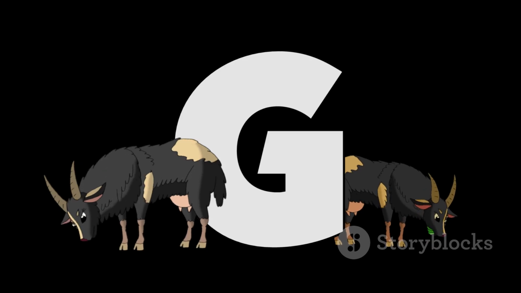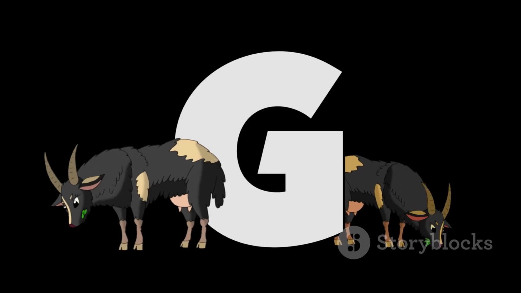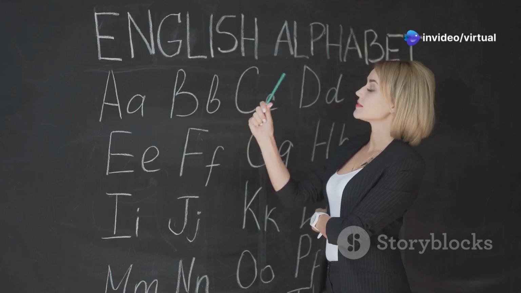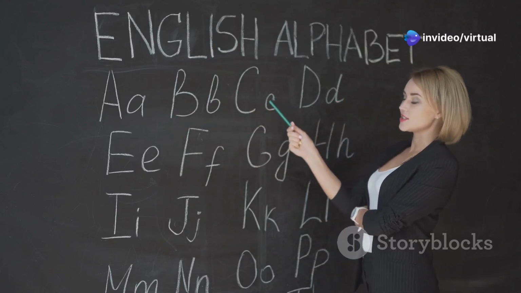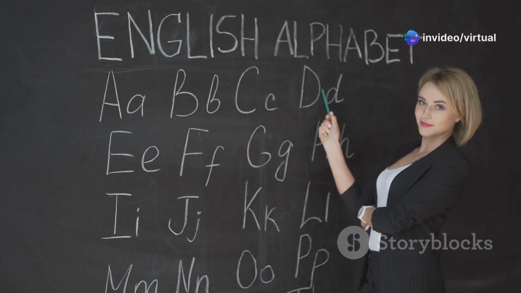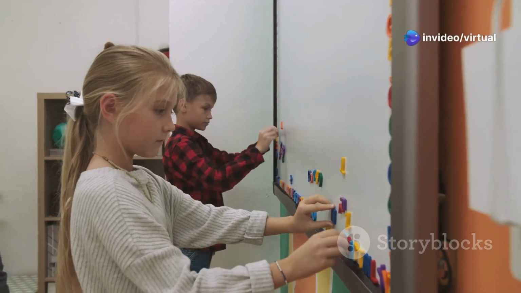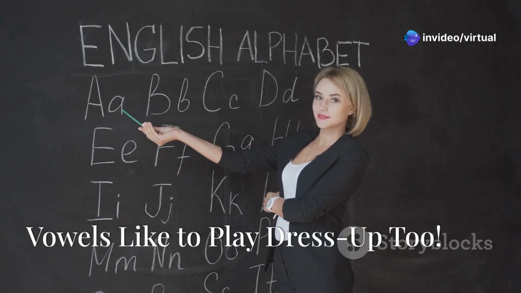The letter G is another one that likes to keep us guessing. Just like C, it has a hard and soft sound. When G is followed by A, O, or U, it makes a hard G sound like in gate, goat, and gut. But when G is paired with E, I, or Y, it gets all fancy and makes a soft J sound like in gem, giant, and gym. It's like G is trying to blend in with the cool kids. So, the next time you see a G, take a closer look at the vowel next to it. It's the key to unlocking its secret sound.